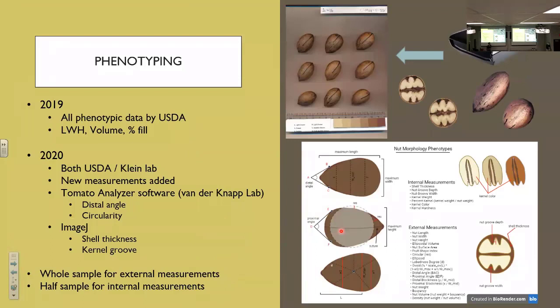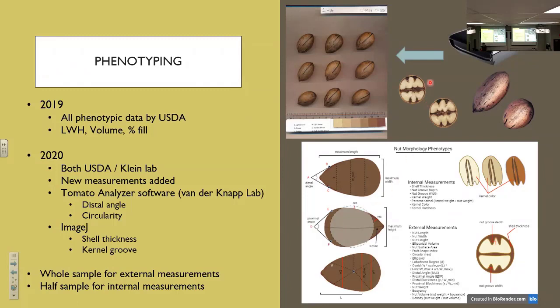But for the 2 years that we had in 2019 and 2020, the phenotyping was done, like I mentioned, by the USDA in 2019, looking at their typical nut quality measurements like length, width, height, volume, and how well those nuts were filled out with percentage of fill. And in 2020, I replicated alongside their measurements that year, doing all their typical quality measurements, as well as looking at new aspects that really hone in more on the overall shape, and doing so in a manner more favorable to a high throughput system, doing this digitally.